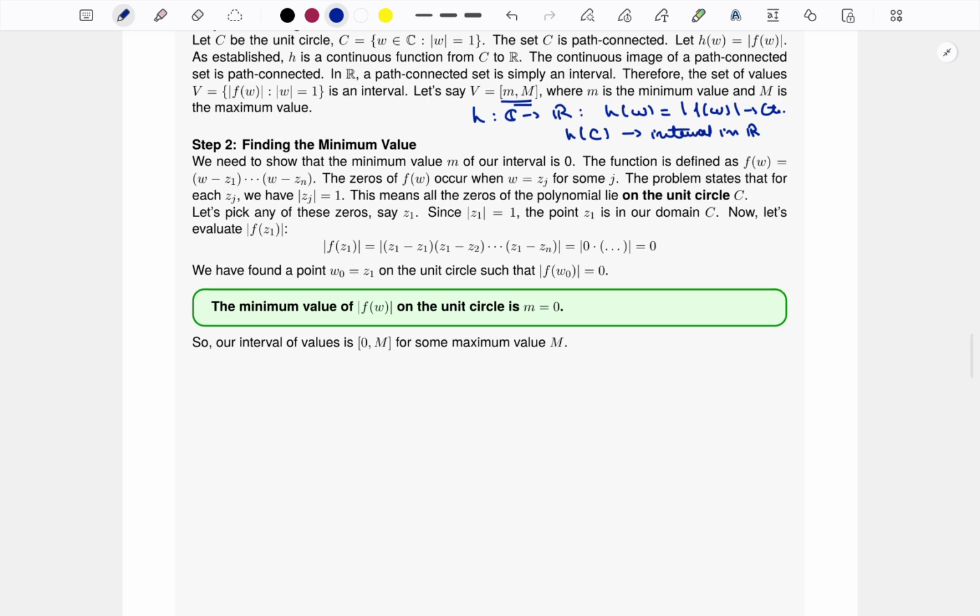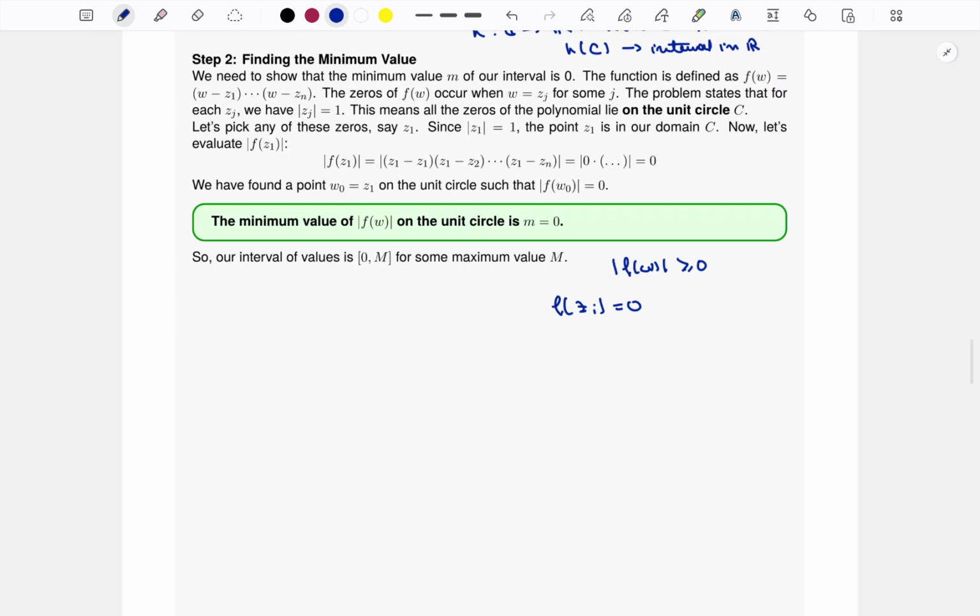That is quite immediate from the definition itself, because modulus of f(w) is greater than or equal to 0. So the least possible value is obviously 0, and 0 is attained, because f at any of the zi's is 0. Let us just choose z1. Since z1 is on the unit circle, that's exactly why it's important here. Modulus of f at z1 is 0. So the minimum possible value of modulus of f(w) on the unit circle is 0.